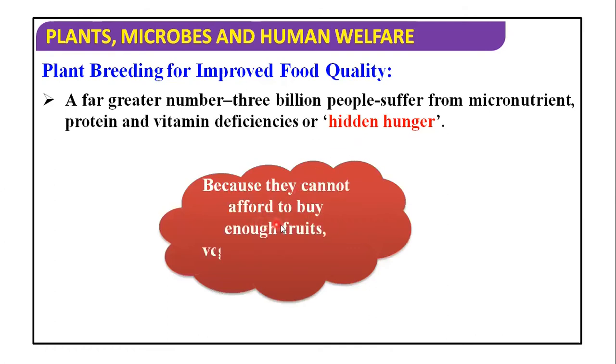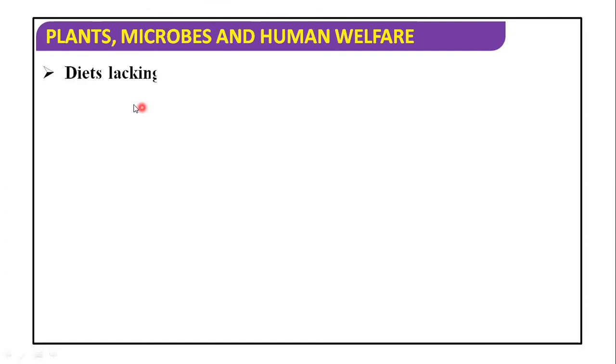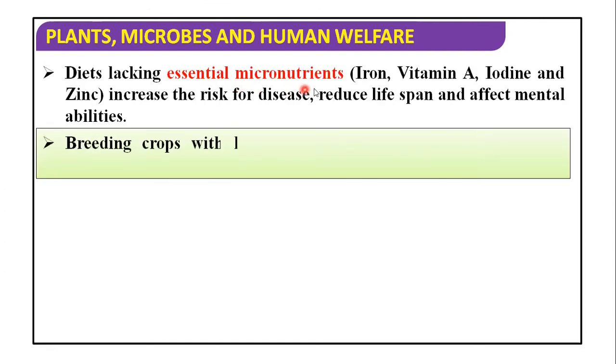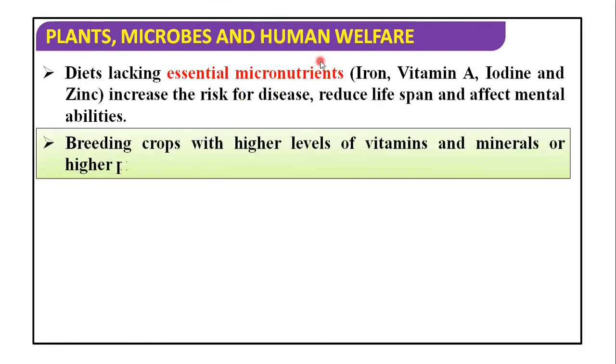Because they cannot afford to buy enough fruits, vegetables, legumes, fish and meat. They can't buy these proper quality fruits, vegetables, legumes, fish and meat. So they can suffer from diseases caused by deficiency of micronutrients, protein, vitamin deficiencies, etc. A diet lacking essential micronutrients. Now, which are the essential micronutrients?